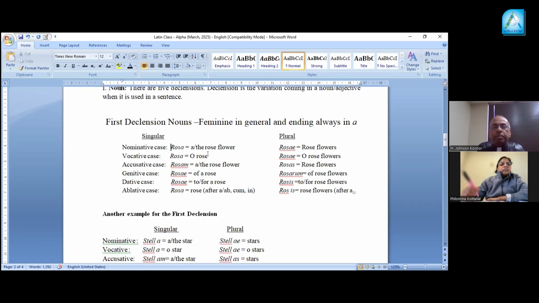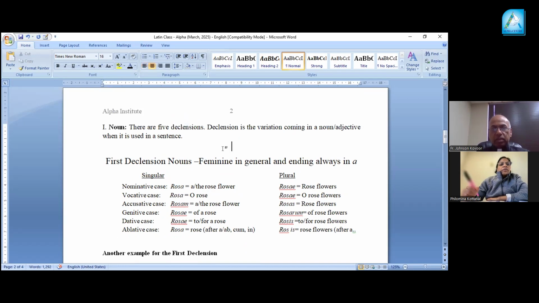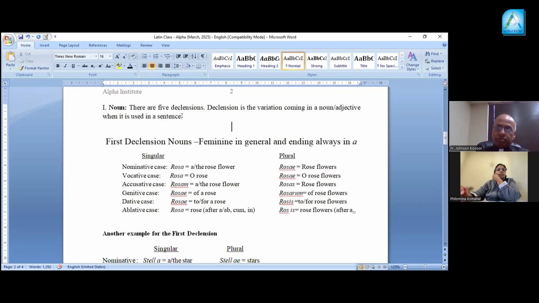I wanted to say that now, coming directly to declension, whenever a noun is used in a sentence, there comes some change in the noun, as I said in the beginning, and that is called declension. There are five declensions in the Latin language, but now we will try to go through at least two declensions. The first declension is mostly feminine nouns ending in the English letter A or the pronunciation A. Yeah, one Malayalam is entering. You also can follow.